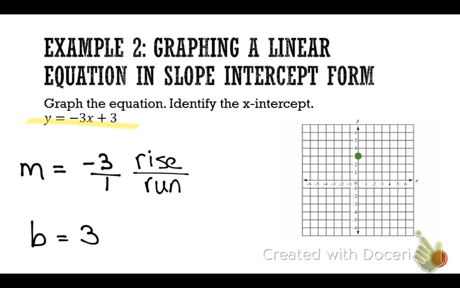Down 3 and over 1. You see, if I had a whole number and I didn't put any numbers in the denominator, I might forget that I'm supposed to run 1. So that's why I put it there. So I go down 3 over 1 from that first point, and then I draw my line through it. And I write the equation on the graph. And that's just kind of like a label.